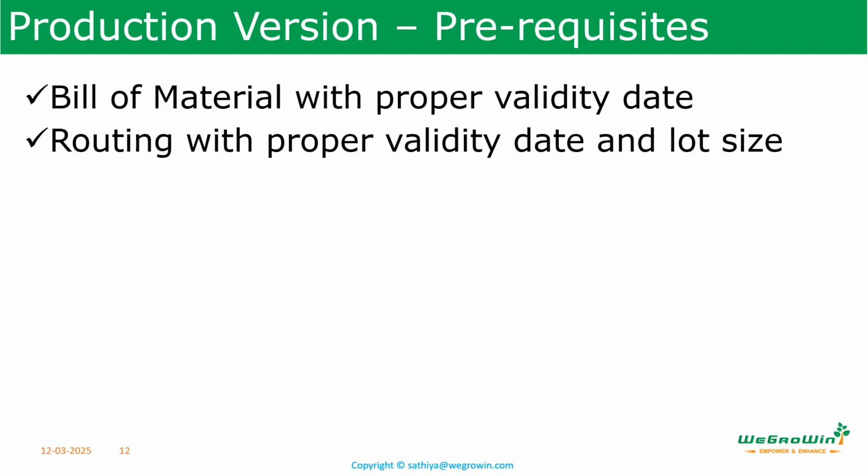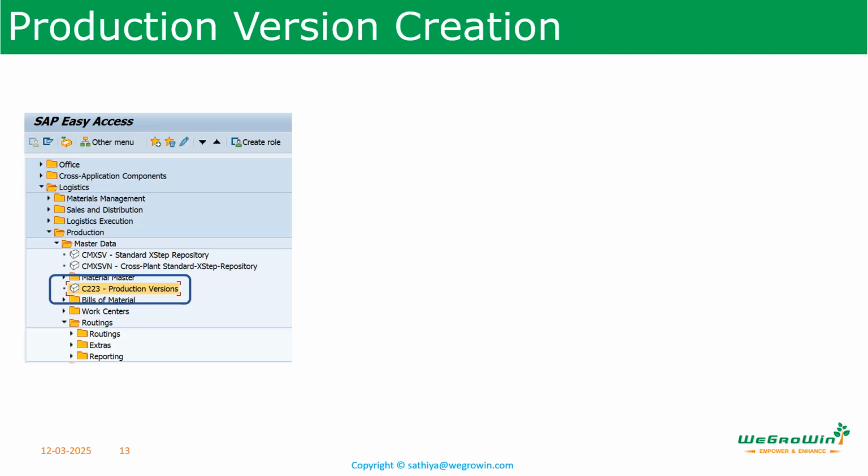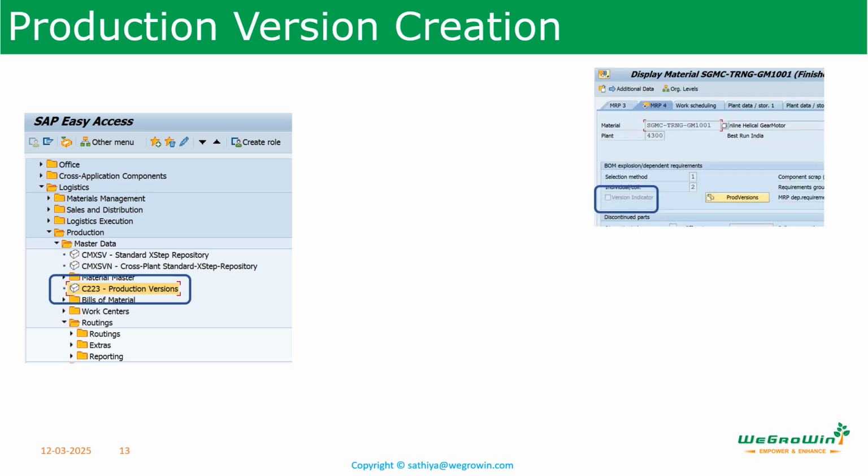We need to have a valid BOM with the proper validity date, and also a proper routing with the proper validity date and the lot size. How to create the production version? To create the production version, in the SAP menu it is given here: Logistics, Production, Master Data, and Production Version. The transaction is C223. Now we are going to create the production version here.